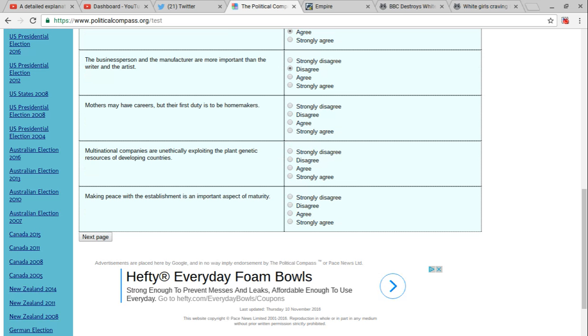Mothers may have careers, but their first duty is to be homemakers. Well, no. If they don't want to be homemakers, why do I want to shackle them to be doing that?